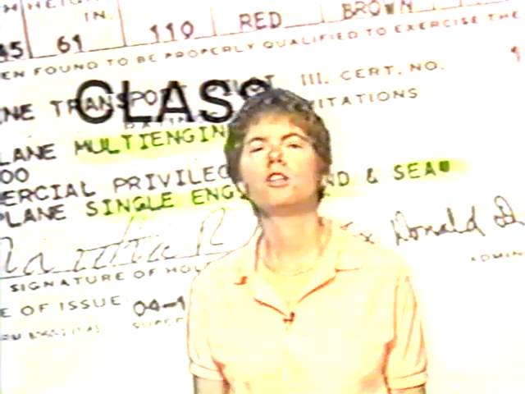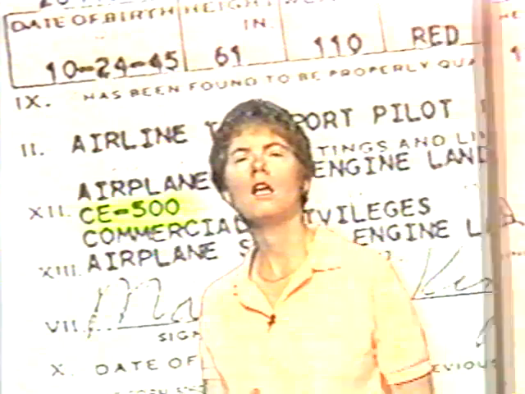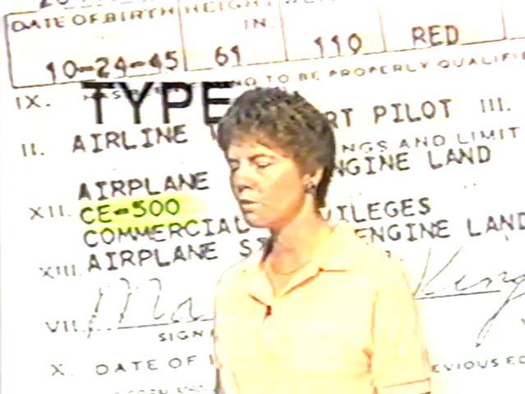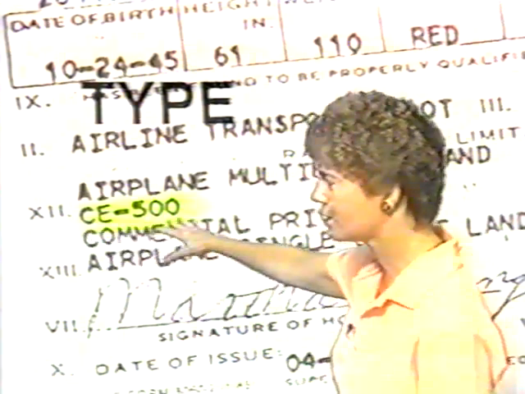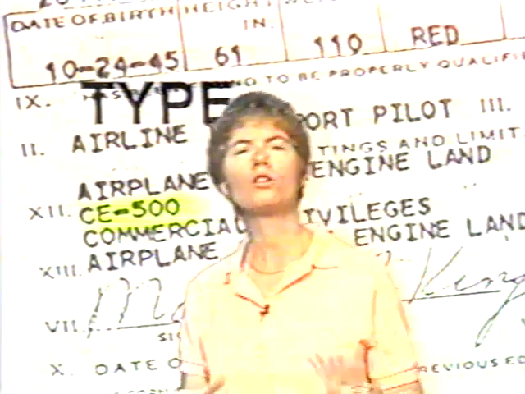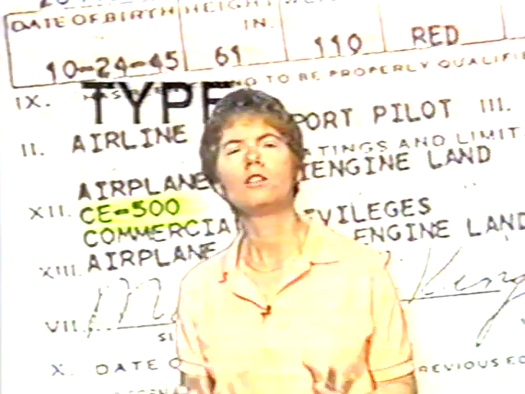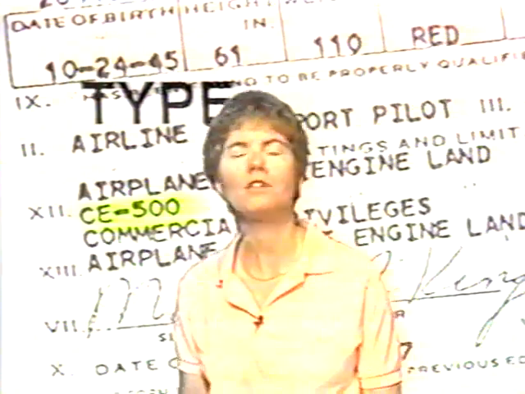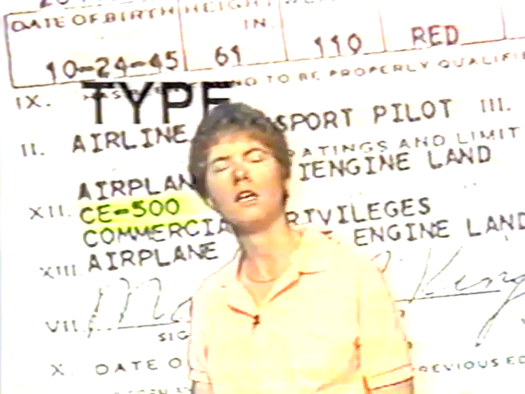Now, a subdivision under class is the type of aircraft. Type refers to make and model. And make and model can be something very basic like a Cessna 172 or a Cherokee 140, or on larger aircraft, for instance, a Cessna Citation CE-500, or some other aircraft. So type is a subclassification under class. Sometimes you have to be rated for a particular type of aircraft, and it actually goes on your pilot's license, and we'll talk about when that's required later on.